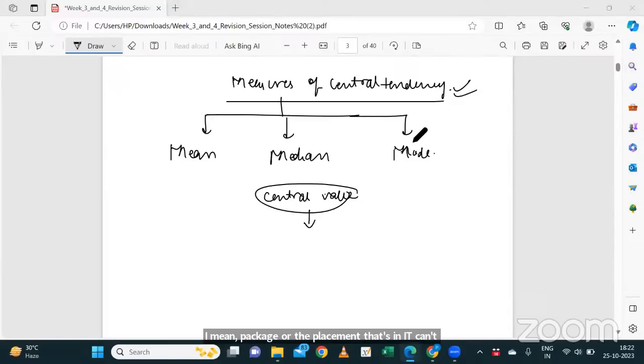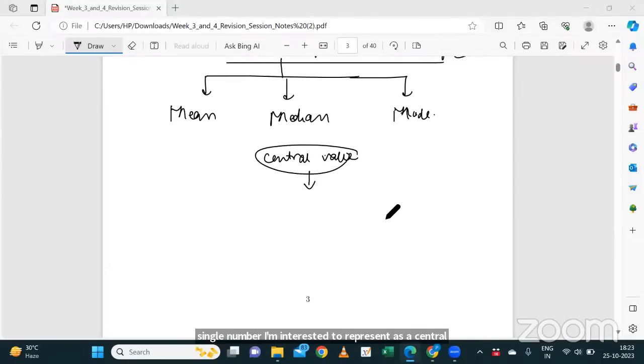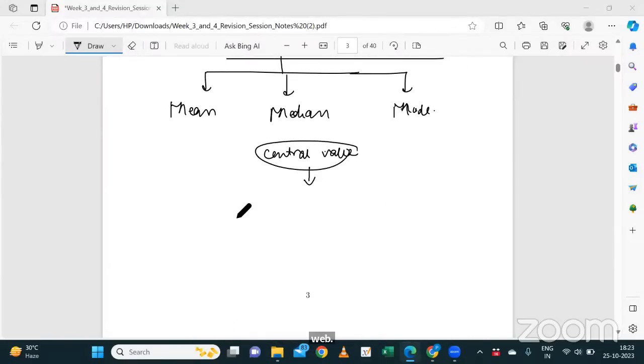Okay, then you need only one number, right? Rather than seeing the annual package of every student, it's good to represent your data set in a single number. That single number I'm interested to represent as a central value. So mean, median, and mode. I think you are familiar with how to find mean, median, and mode.